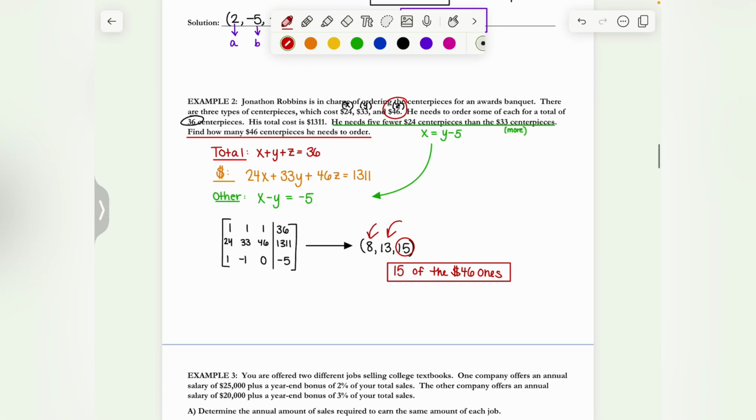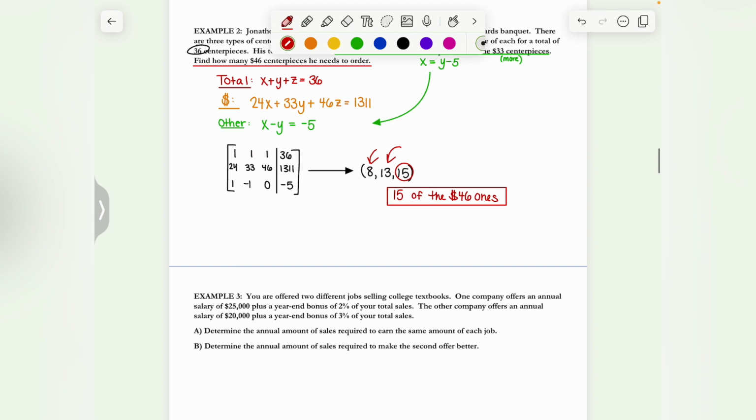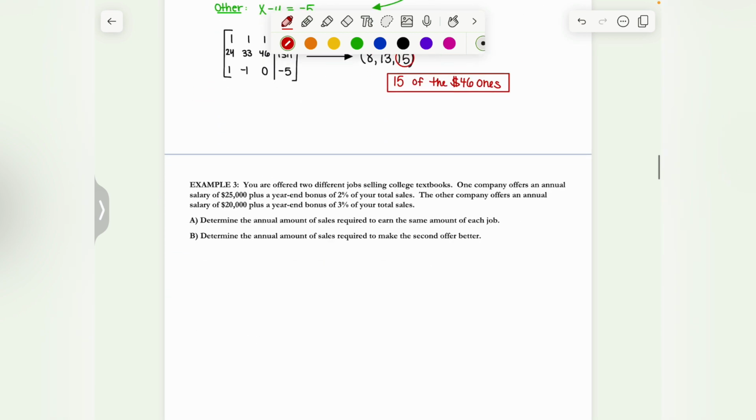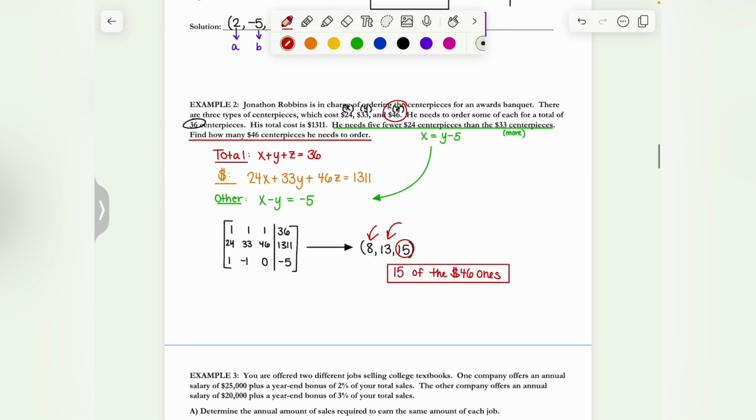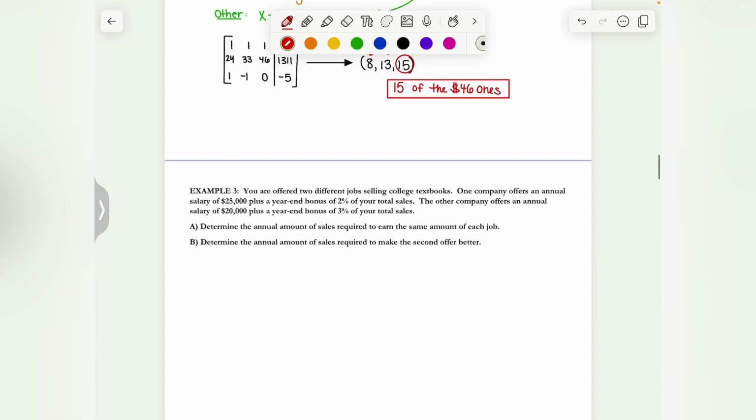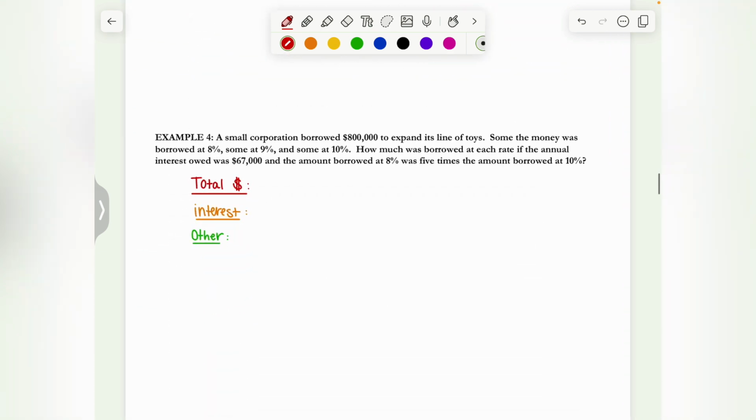So that's the answer. All right, I'm actually going to skip example 3 in our notes. It's just a little bit of an easier problem, and it's something that I feel like I can explain really quick when I see you next. So we're just going to go to the last one, which is kind of similar to the one we just did.